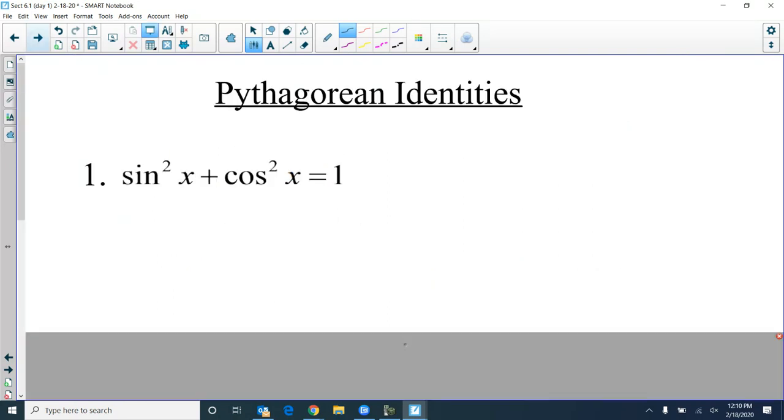All right, with these Pythagorean identities, go ahead and write that down. Sine squared x in your notes plus cosine squared x equals 1.